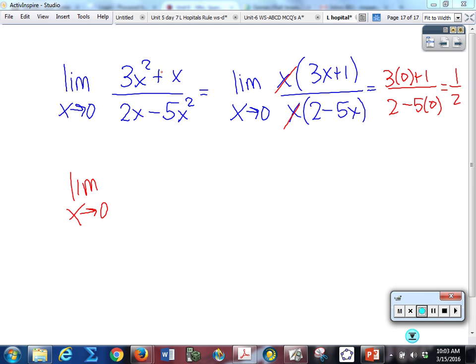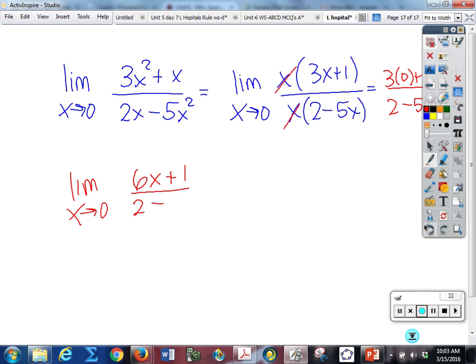So if I did that, what is the derivative of the first one? 6x plus 1, and 10x. Okay, now what happens when I plug in 0? I still get 1/2, so that works.